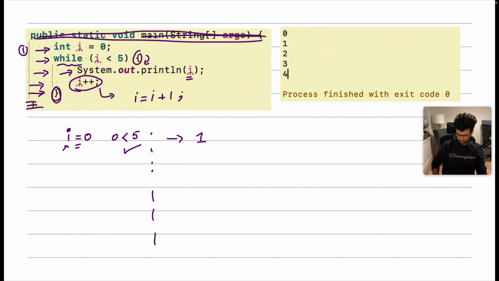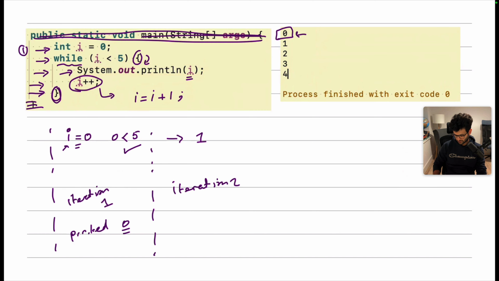So this is iteration 1, and in iteration 1 we printed 0. We printed 0 right here. Now let's see iteration 2. Now, before we do iteration 2, we need to come back to the condition, reevaluate it, and see if it still holds. Then we're going to do iteration 2. If it doesn't hold, we're going to quit.